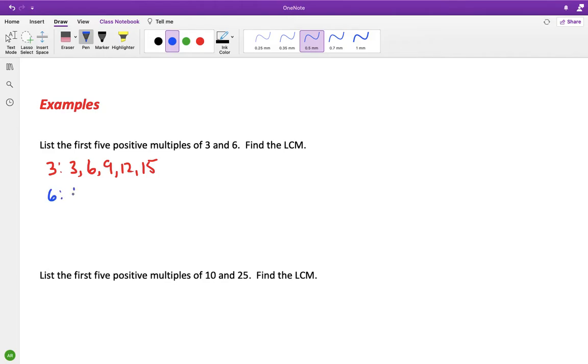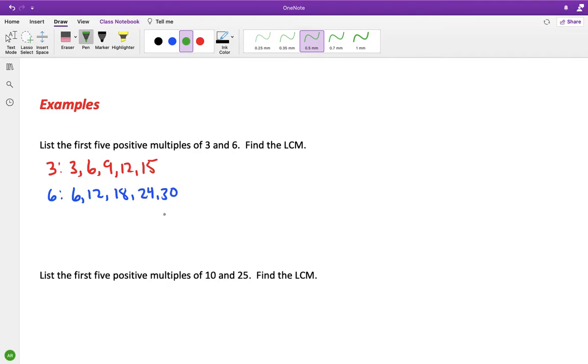Okay, now let's list the multiples of 6. We have 6, 12, 18, 24, and 30. You notice that all I'm really doing is multiplying 6 by increasing value. So this is 6 times 1, which is 6. This is 6 times 2, which is 12. 6 times 3 is 18. 6 times 4 is 24. And 6 times 5 is 30. So those are all of my multiples of 6, the first 5 positive multiples.